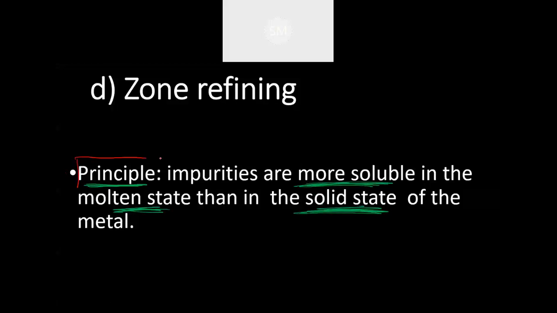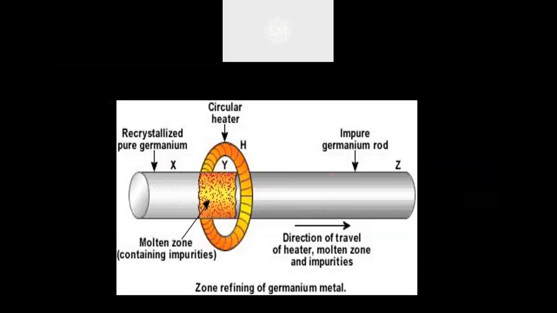You will have to remember that zone refining is also important, and you should know what kind of metals are refined like this. The zone refining principle says that impurities will be more soluble in their melt state, the molten or liquid state, rather than in the solid state of the metal. Now let's see how it is purified using this principle.